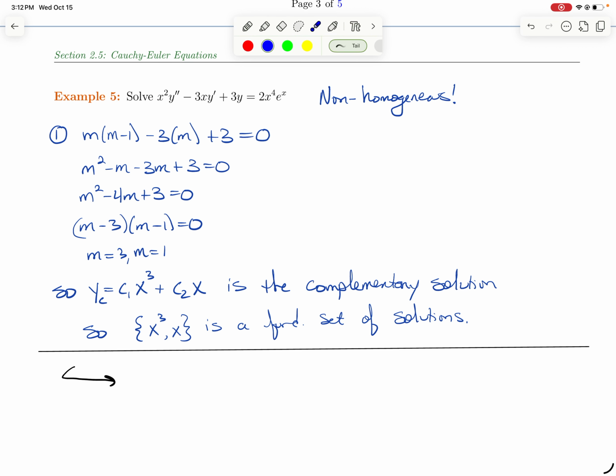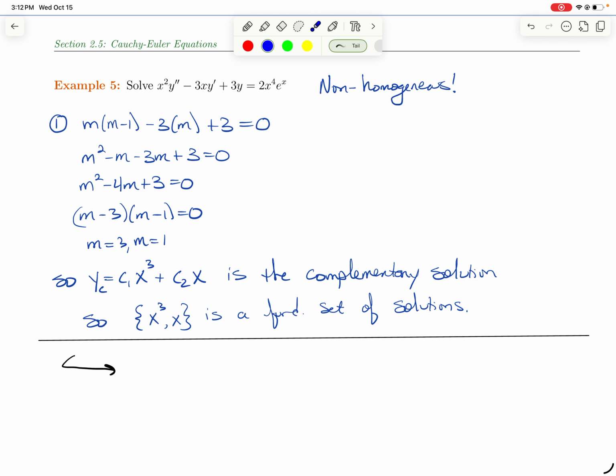A Cauchy-Euler differential equation that is non-homogeneous. So we have this non-zero term sitting on the right-hand side. And so as we've seen in the past, the first step is to solve the homogeneous part. So I ignore this. I pretend like it's equal to 0.